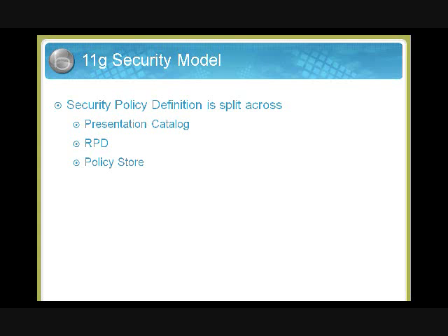For the security model in 11G, we break it into three aspects: the presentation catalog, the RPD, and the policy store. The presentation catalog and RPD are very similar to what was in 10G, but there are some differences. 10G would allow users and groups to be defined within the RPD. 11G does not allow for that.